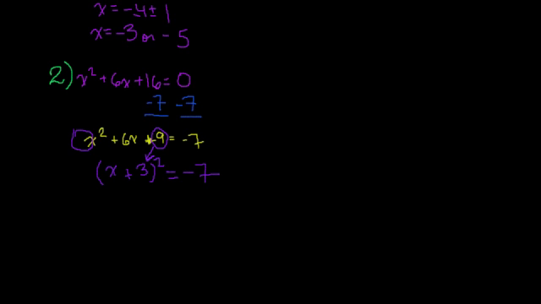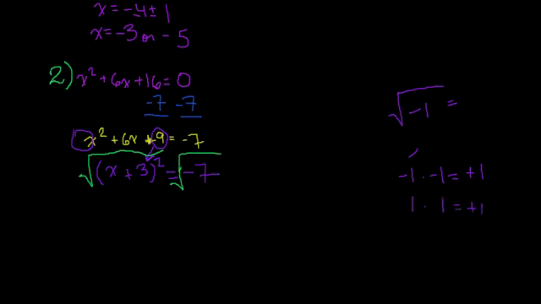Now, let's take the square root of both sides. But then, another problem arises. We've always taken the square roots of positive numbers. We can't take the square root of a negative number because nothing times itself equals a negative number. A negative times a negative always equals a positive, and a positive times a positive is equal to a positive. You can't find two numbers with the same signs that multiply to equal negative 1.